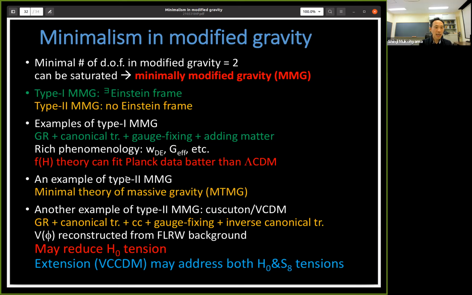And examples of type 2 MMG are minimal theory of massive gravity, and also VCDM and Cuscuton. We have proved that this is indeed type 2. There is no Einstein frame. And this may reduce the H naught tension.